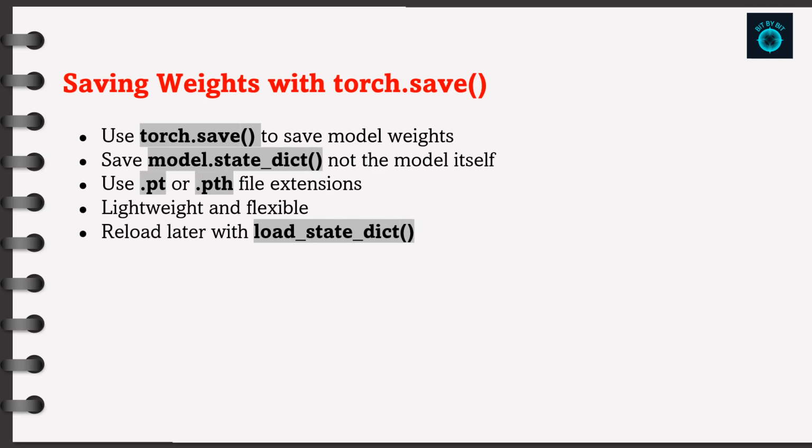This approach is more flexible and more portable. The convention is to save the file with a .pt or .pth extension. Later, you can load the weights back into the same model architecture using load_state_dict. This keeps your save file small and lets you modify or rebuild the model later if needed. Now let's look at a code example.